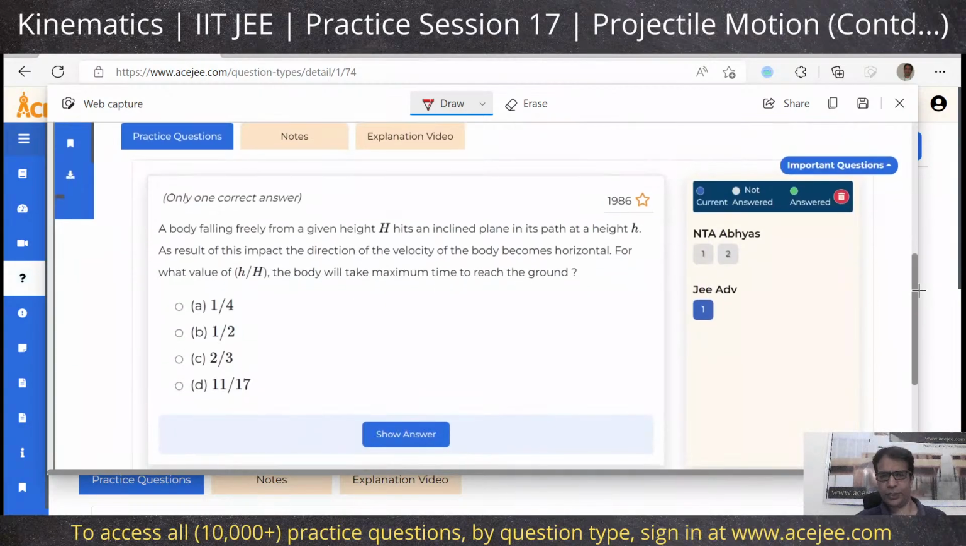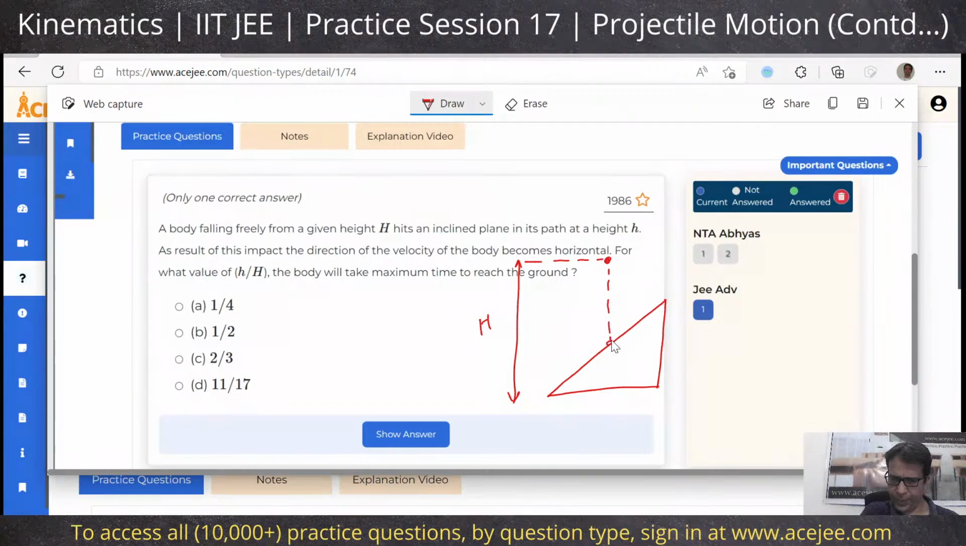So let's take one as an example. Let's solve this question. Let me read through it. It says a body falling freely from a given height h hits an inclined plane in its path at a height h. Let me draw this as well. Let's say the particle is dropped from a height h. It hits the plane at a height h. So this height is given to be h. I hope my interpretation is right.